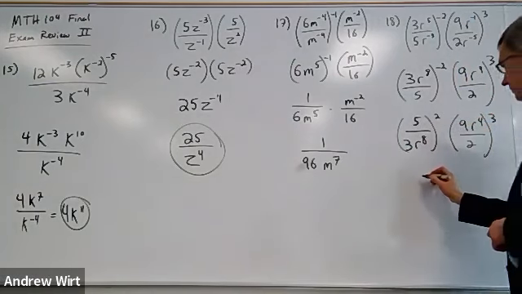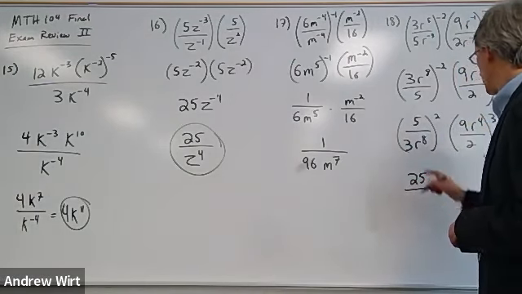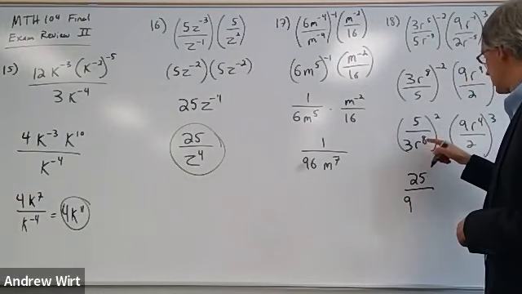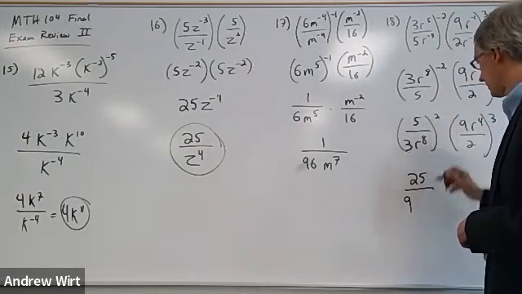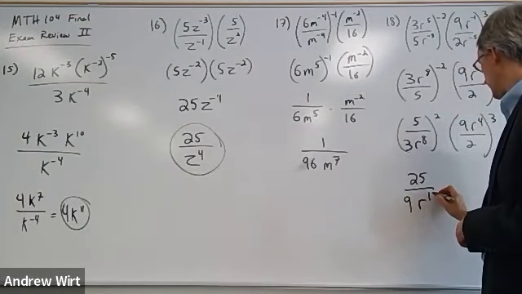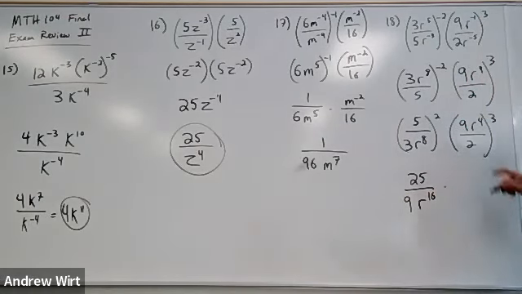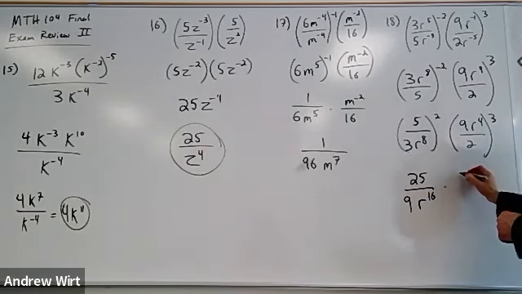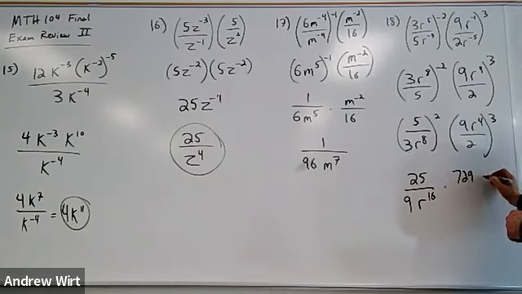So 5 squared is 25. 3 squared is 9. R to the 8th squared, that's power to a power, multiply the exponents, and we get r to the 16th power. And then over here, 9 to the 3rd power. That is 729, power to a power, r to the 12th, over 2 to the third, 8.